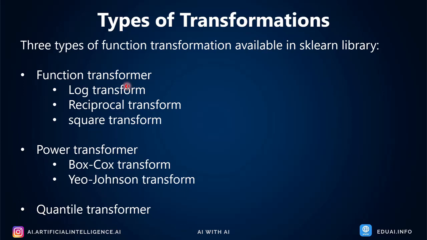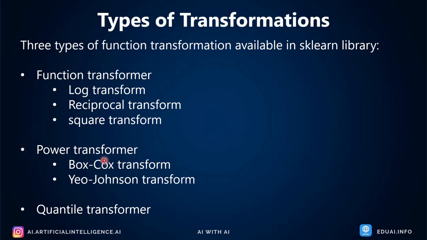Talking about the function transformer, there are three more subtypes, and these are very much popular, right? Function transformer and power transformer are the ones which are generally used. In function transformer, we have log transform, reciprocal transform, and square transform. Don't worry about what these different types of transform are and when to use them. I'm going to talk about that. But for now, let's just understand the different types, right?